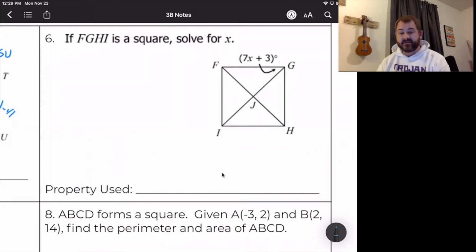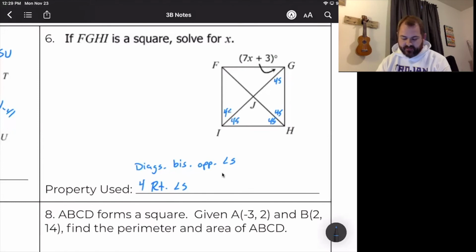We're using the diagonals bisecting opposite angles, and we're using the fact that there are 4 right angles. That means in any square, the diagonal creates half of 90 degrees at each of these corners, making these all 45-degree angles. You can write them all in. You don't have to write them all in, though.